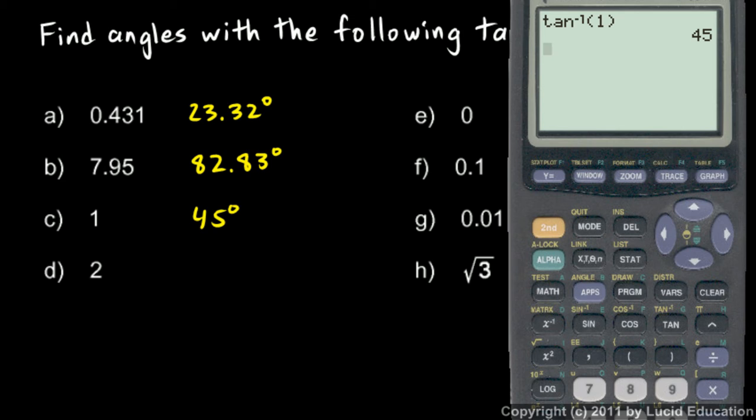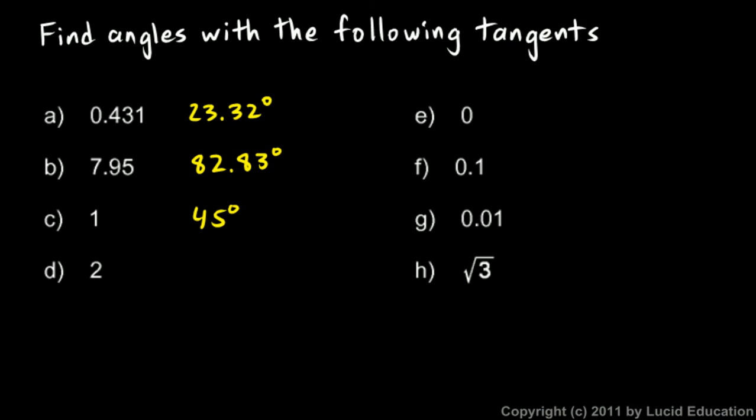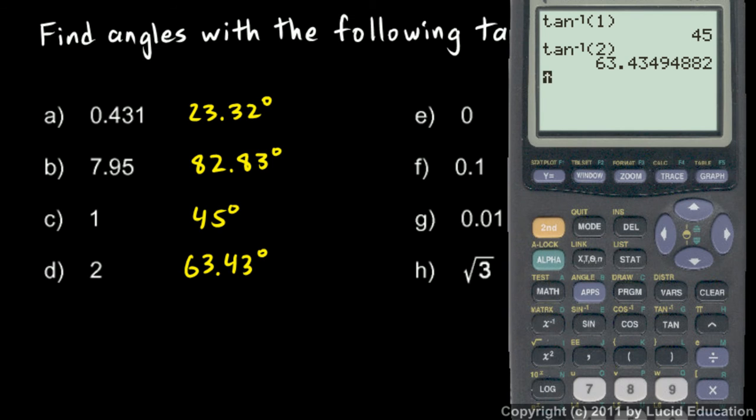Okay, how about 2? The angle that has a tangent of 2. The inverse tangent of 2 is 63.43 degrees. Okay, how about the angle that has a tangent of 0? That ought to be 0 degrees. Let's just put it in. The inverse tangent of 0. And it's 0.